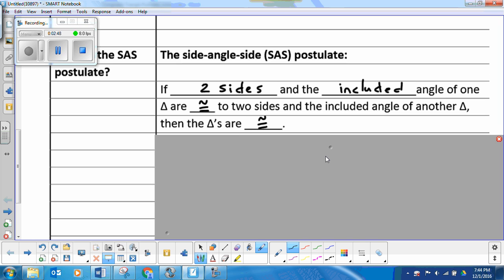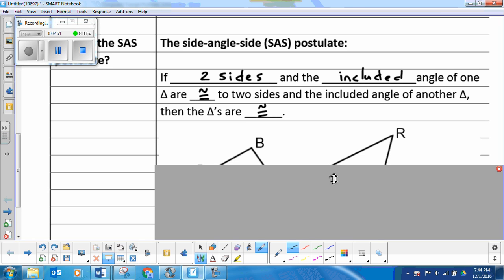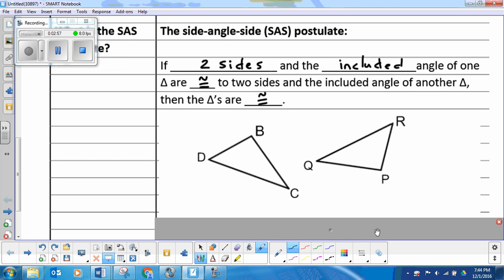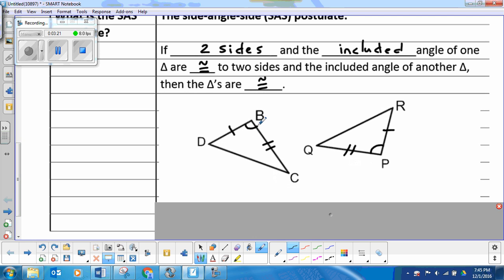All right, so just like with our SSS postulate, let's take a look at what this looks like with two triangles. So I'm going to start with, if we know that side DB is congruent to side RP, and we know that angle B is congruent to angle P, and we know that BC is congruent to QP, then we can use the side angle side postulate to prove two triangles congruent. And this is important. You can see this angle here, B, is in between the two marked sides, for lack of a better term.